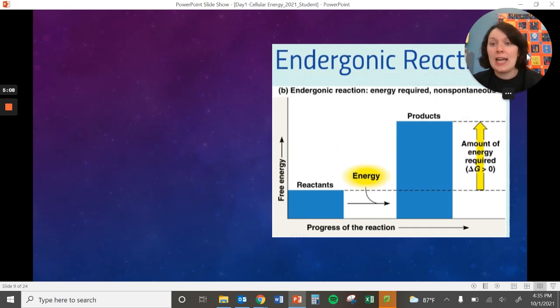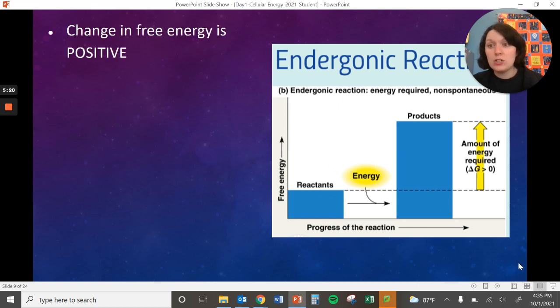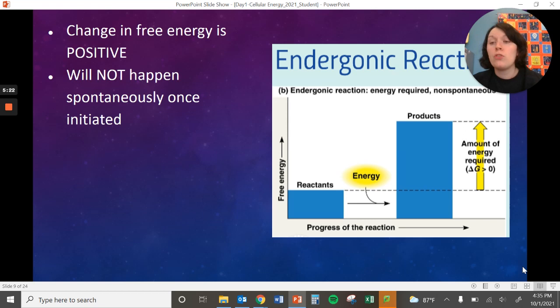Okay, endergonic reactions are going to be the opposite. Here we have less energy in our reactants and more in our products, which when we do our products minus our reactants, we will have a positive free energy change, which means that they will not be spontaneous, which means it's not going to happen on its own. We need energy to be inputted. So energy will enter, so endergonic: enter.